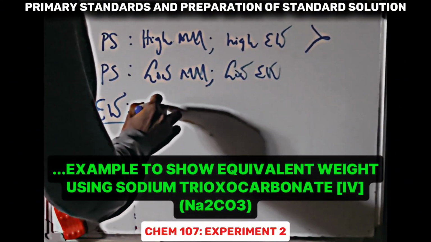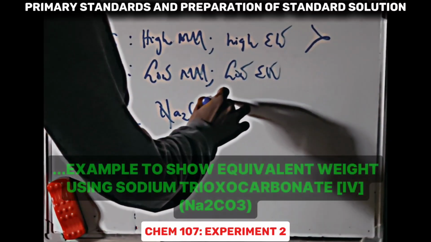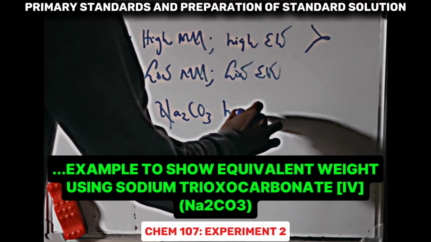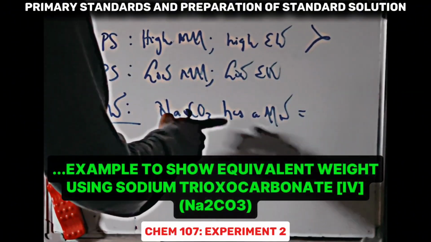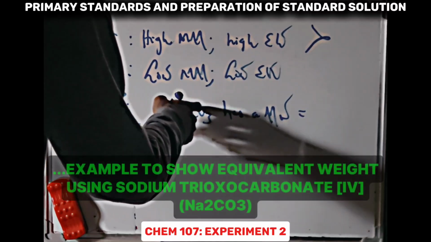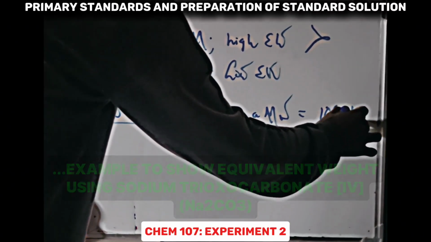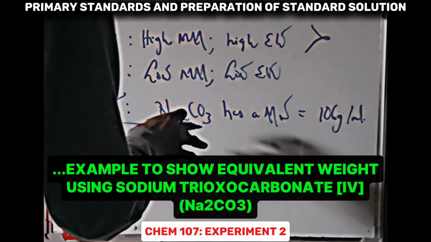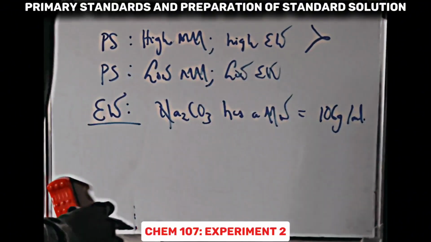Let's take, for example, sodium carbonate. When you calculate its molecular weight, you're going to have 2 times 23 plus 12 plus 3 times 16. So it's going to give you a total of 106 gram per mole. So we have sodium carbonate, for example, with a molecular weight of 106 gram per mole.